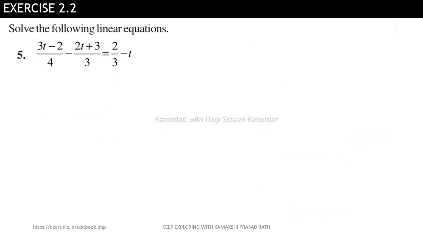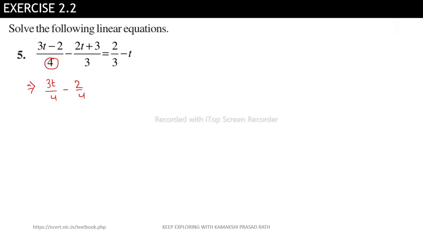The next question: (3t minus 2) by 4 minus (2t plus 3) by 3 is equal to 2 by 3 minus t. Here we need to separate the numerator, that is, split the numerator into two parts as we have binomials. First, 3t by 4 minus 2 by 4, because the 4 is common to both 3t and 2, commonly divided. So (3t minus 2) by 4 can be written as 3t by 4 minus 2 by 4.